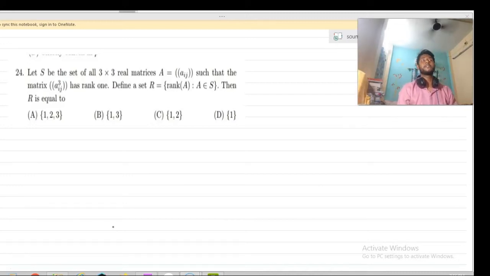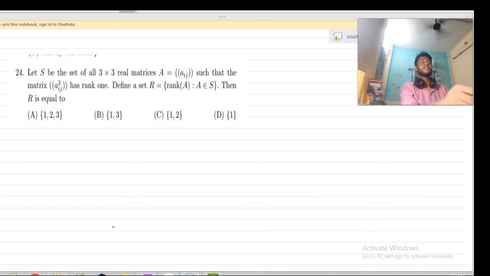So we have to find out R. R is the set of ranks of A, where A belongs to S. So first we need to check the rank of A.